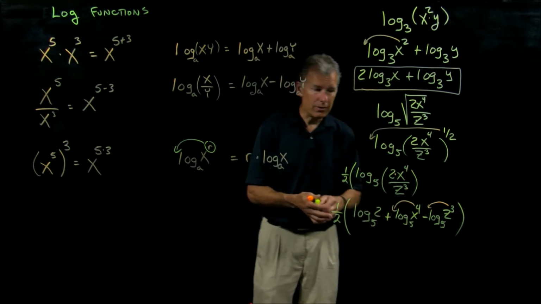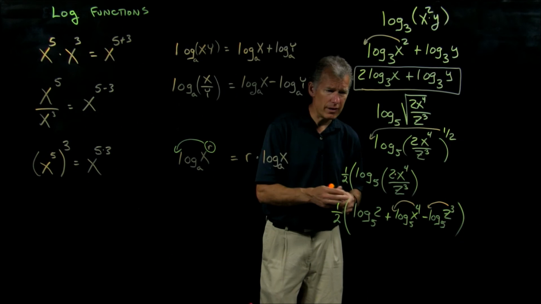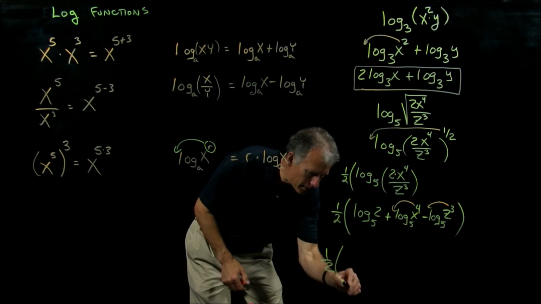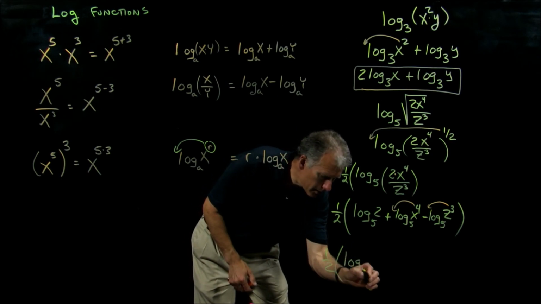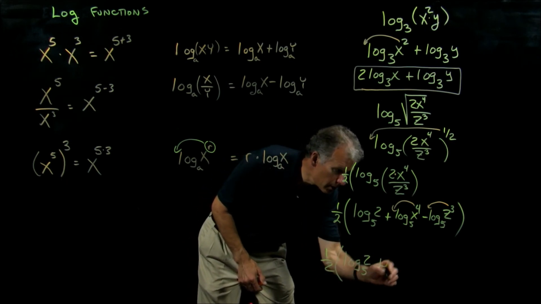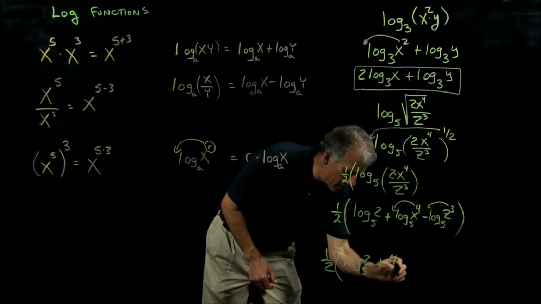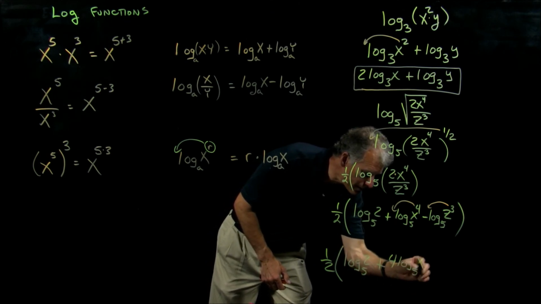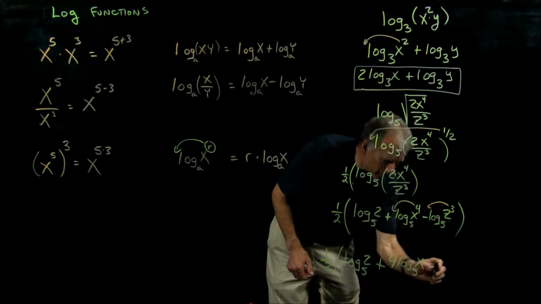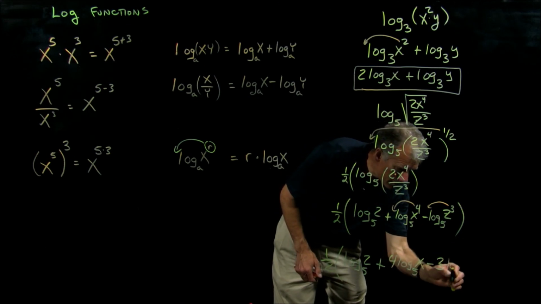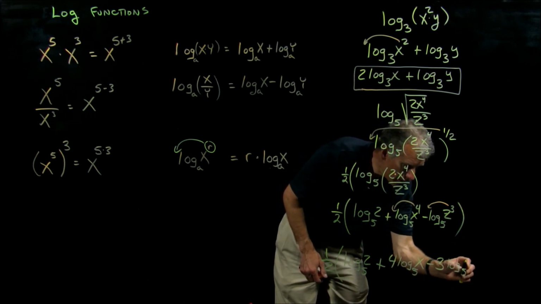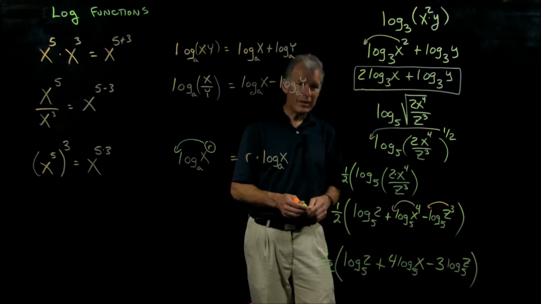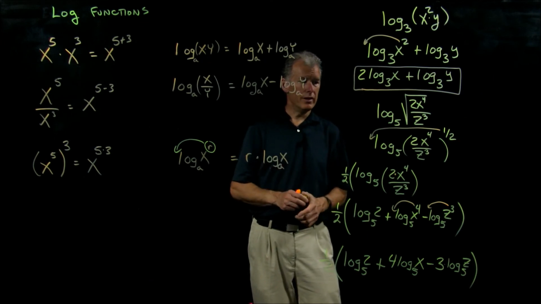So the final expansion of this, and again, we're not solving here, we're just practicing using these log properties. This is going to be then 1/2 times log base 5 of 2 plus, bring that 4 to the front, 4 times log base 5 of x minus 3 times log base 5 of z. All right. So let me erase this and we'll do a little more practice with using these log properties.